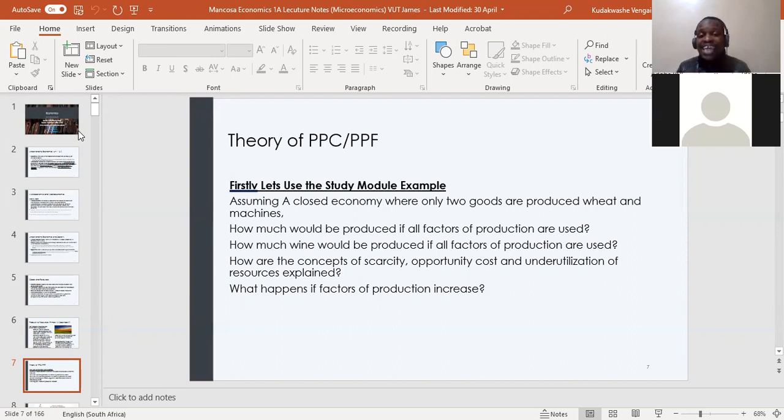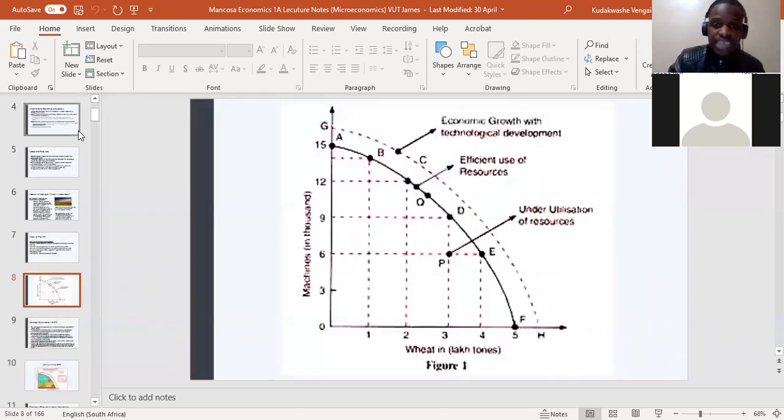Once we have made that assumption, we then start asking ourselves economic questions. For example, how much wheat or machines would be produced if we use all the land, labor, capital, and entrepreneurial skills in South Africa? And how can we represent this in a graphical sense? This brings us to what we call the production possibility curve. This is your first graph in economics, so don't be scared. It's very simple and very straightforward. We'll talk about it.